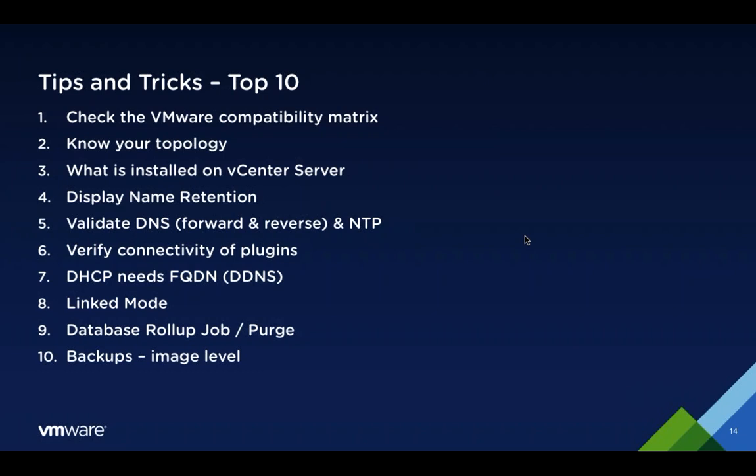Validate DNS forward and reverse lookup. The appliance does checks, and we've actually seen a lot of customers have some issues because they didn't have, let's say, reverse lookup or something in place. So make sure you have forward and reverse lookups in place. NTP is another sometimes issue, so make sure that time sync and all that is working correctly within your environment.